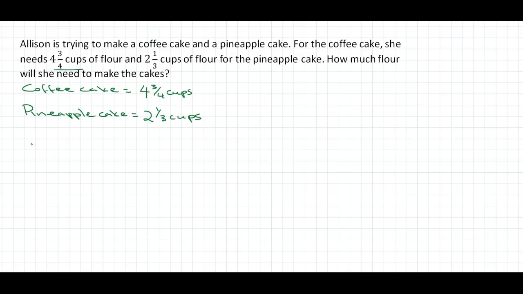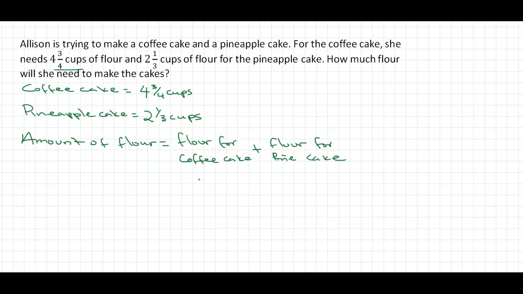So what she's going to need is amount of flour, let's correct that, amount of flour is going to be flour for coffee cake plus flour for pineapple cake.